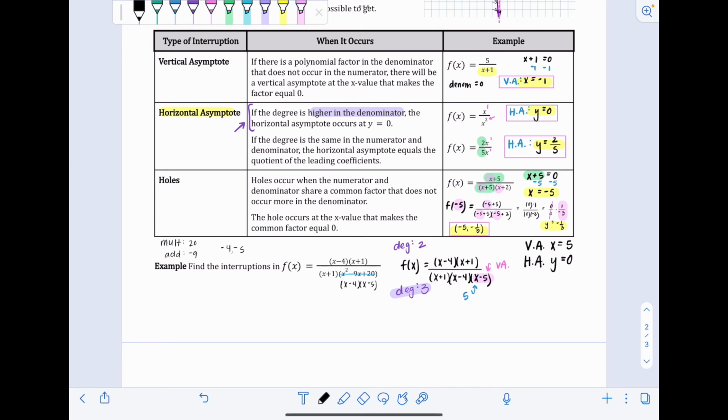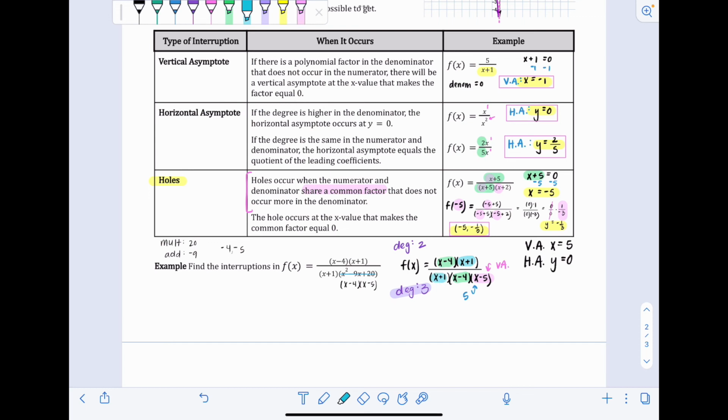And then the last part is finding the holes. Holes occur when the numerator and denominator share a common factor that does not occur more in the denominator. That happens in 2 cases here. They share an x minus 4 and they share an x plus 1. So we're going to have 2 holes on this graph.